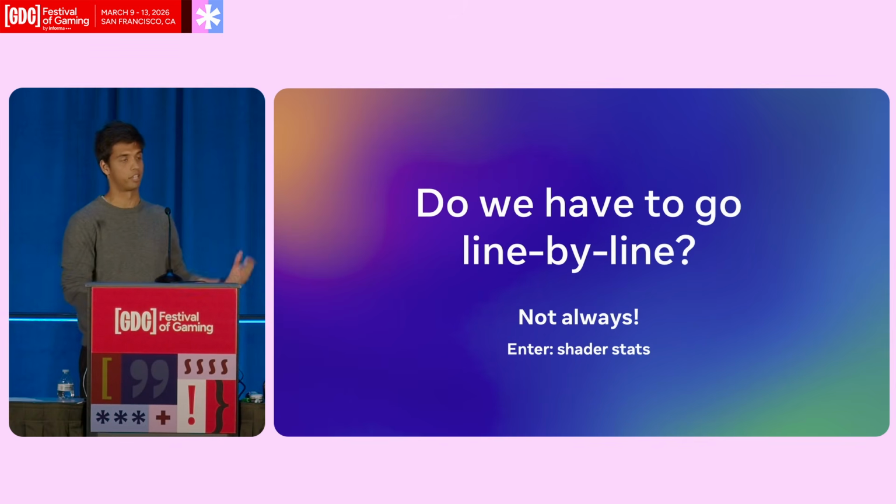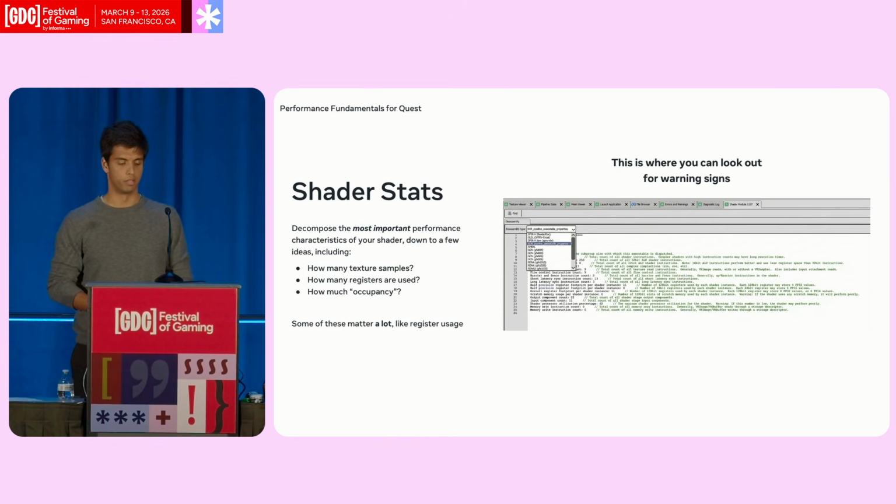If you really care about getting into the weeds, it's good to know what's going on in your shaders. But you don't always have to go to this level of complexity. And this is where a feature that we've introduced quite a while back, known as shader stats, might really come to the rescue. The idea there with shader stats is that it really decomposes what's going on in your shader down to a few main ideas.